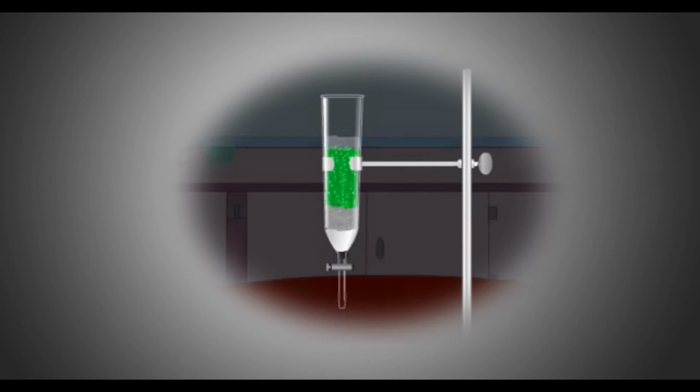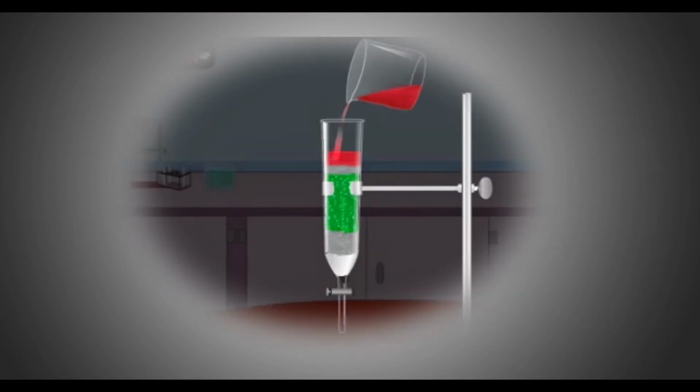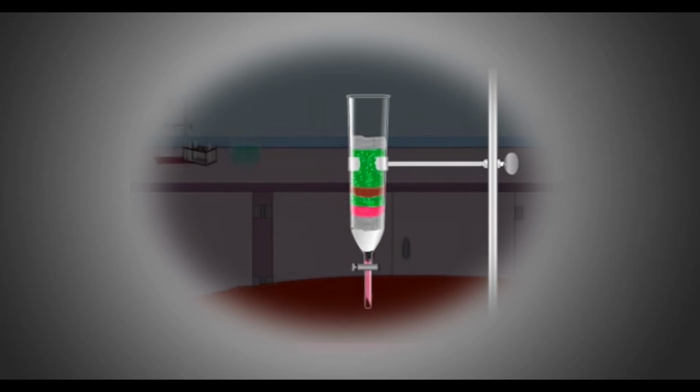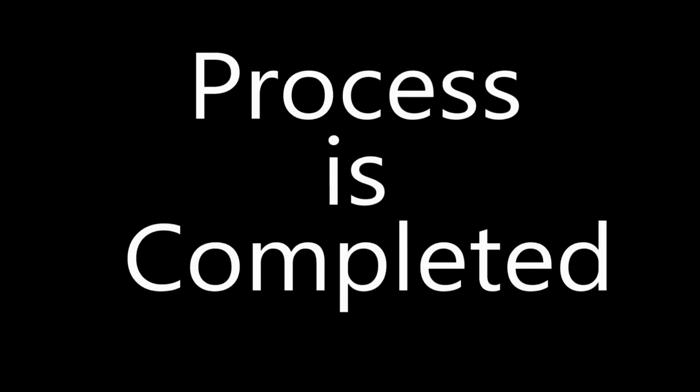Then the sample loading is to be done, in which we have to load our sample from the upper side of the column, and then the solution mixture will react with the stationary phase for some period of time. After the completion of the interaction, our desired material is eluted from the column, which indicates the completion of the separation process. Now you can use your sample for further analysis. Here the process of separation is completed.